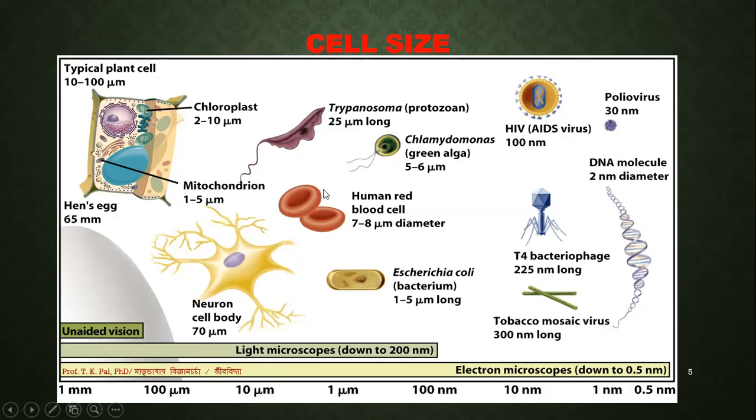The other structures are here in our body. You notice these two structures here. One is the human red blood cell, RBC, and this one is the neuron cell in our body. The human red blood cell is the smallest cell in our body, and the neuron is the largest cell in our body, also the longest cell in our body.